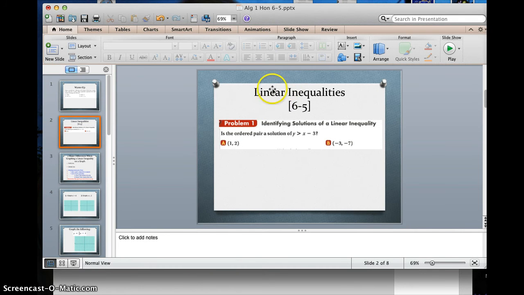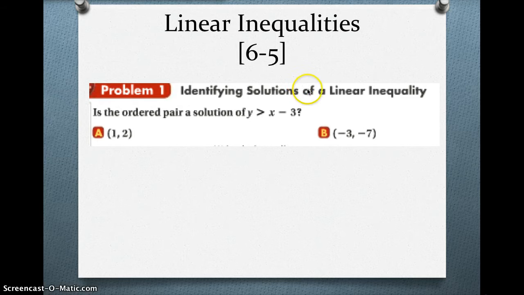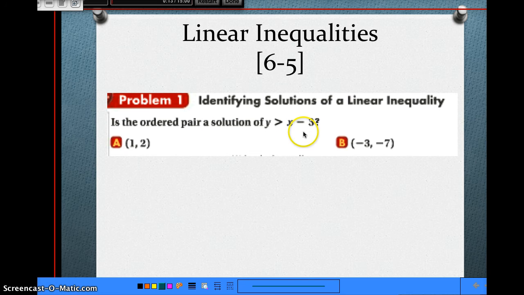Okay, guys, let me get this up to full screen. Linear inequalities, which is 6-5. Identifying solutions of a linear inequality. The question is: is the ordered pair a solution of y is greater than x minus 3? They're giving us two examples here. This one is x, this is y.